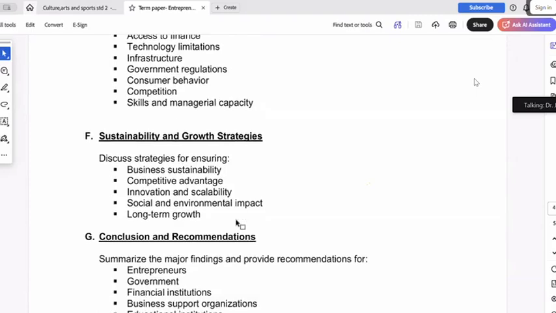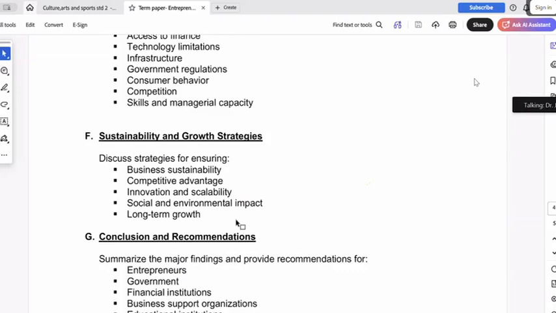And the last thing, you need to talk a little bit about sustainability and growth strategies. Under here, we need to discuss the strategies for ensuring business sustainability, how the business will be sustainable in the future or in the long run, the competitive advantage it has compared to existing businesses in our country, the innovation and scalability aspects, the social and environmental impact, as well as long-term growth of such a business as part of the sustainability and growth strategies.